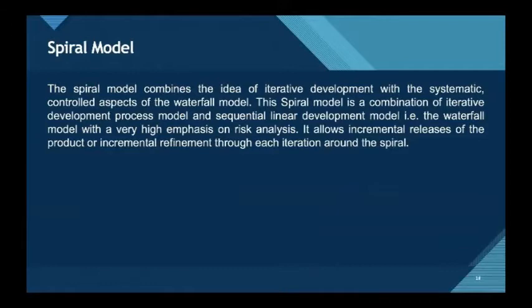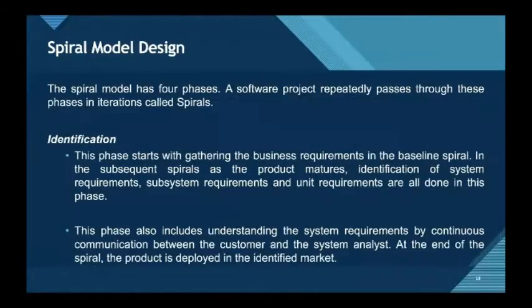Next, we have the spiral model. The spiral model combines the idea of iterative development with the systematic controlled aspects of the waterfall model. This spiral model is a combination of the iterative development process model and the sequential linear development model, for example the waterfall model, with a very high emphasis on risk analysis. It allows incremental releases of the product or incremental refinement through each iteration around the spiral.